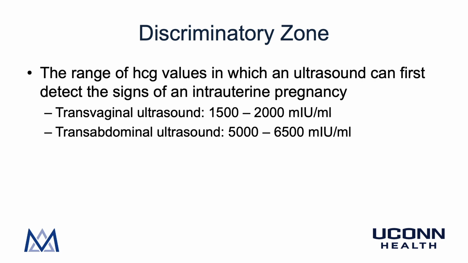Importantly, when evaluating patients for ectopic pregnancy or early pregnancies and miscarriage, it is important to understand the concept of the discriminatory zone. The discriminatory zone is the range of Hcg values in which an ultrasound can first detect the signs of an intrauterine pregnancy. Transvaginally, an ultrasound should be able to detect an intrauterine pregnancy with an Hcg level of 1500 to 2000. Transabdominally, the range is slightly higher at 5000 to 6500.